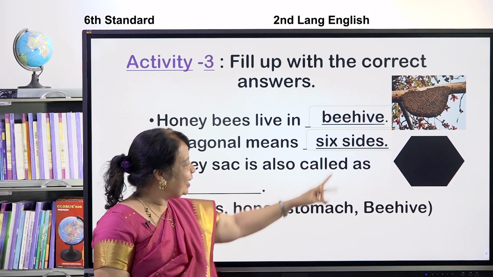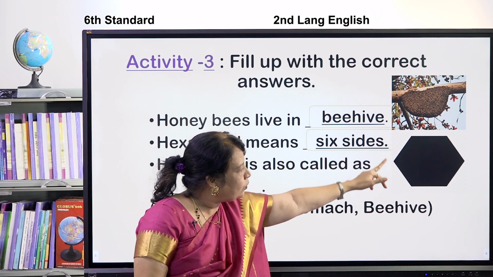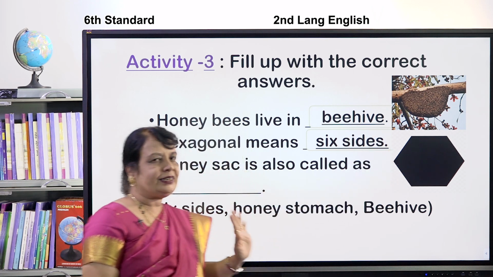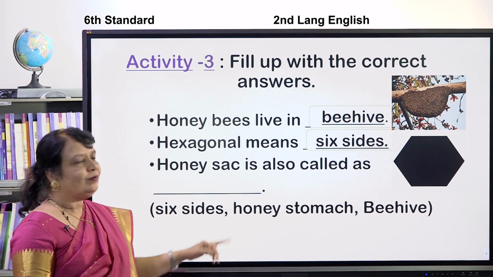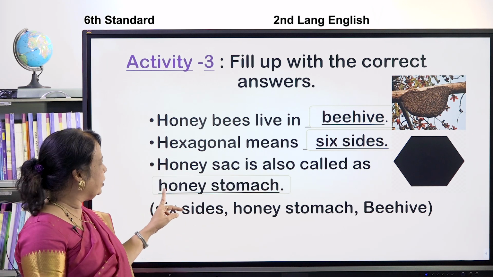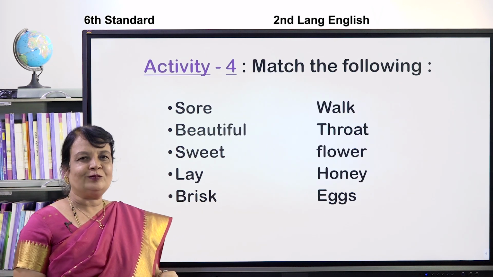Yes, it is 6 sides. Hexagonal means 6 sides. Can you count, children? Yes, 6 sides. Now, honey sac is also called, yes children, it is called honey stomach. Okay, we'll go for one more activity, children.